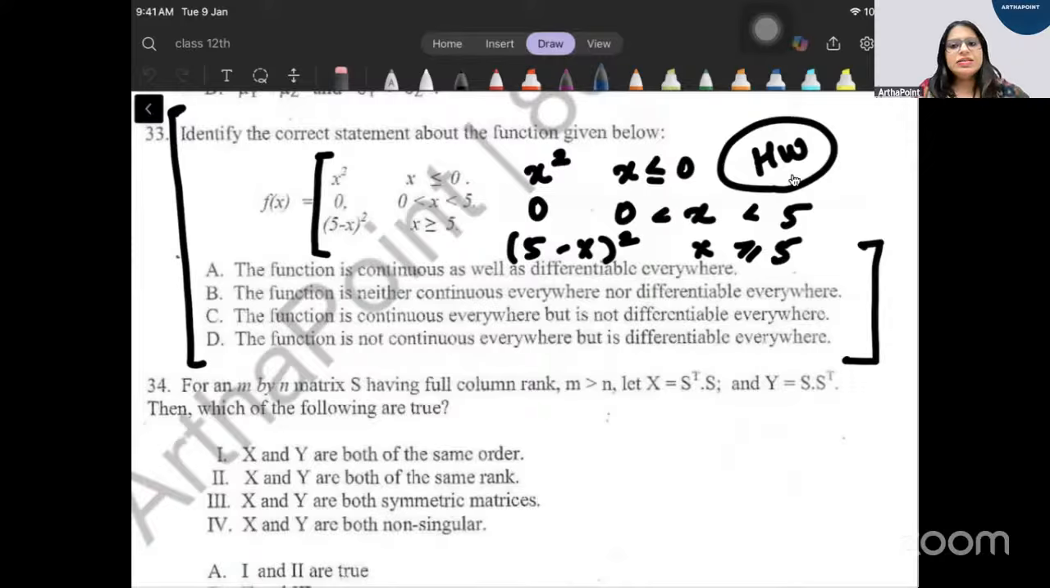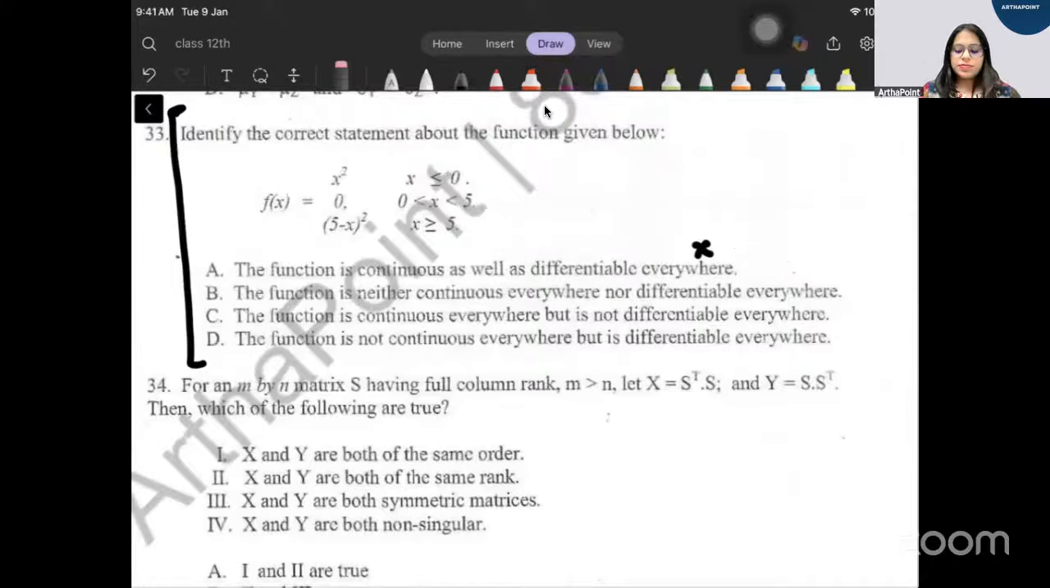Question number 33. So you're given a function. Let's see what function is given. The function says f(x) is equal to x square for x less than equal to 0, and 0 for x between 0 to 5, and (5 minus x) square for x greater than equal to 5.